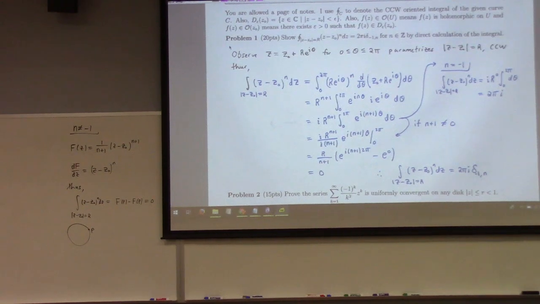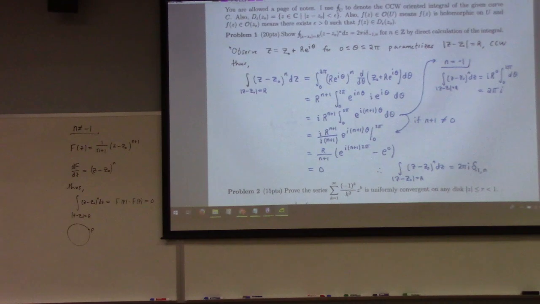As a student, I struggled with the idea that the simple pole, like the pole of order 1, behaves differently than the pole of order 2 or order 3. You know, it's funny.